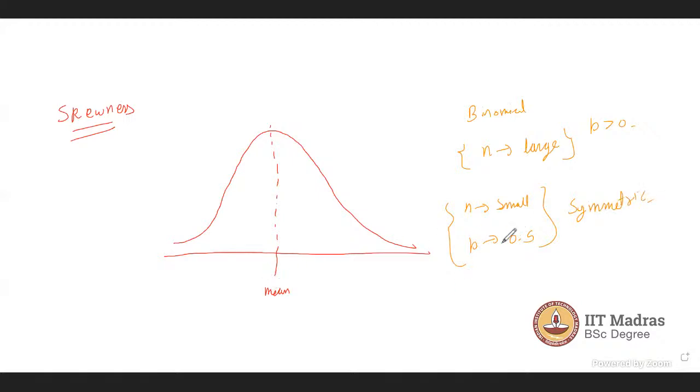If n is small but p is less than 0.5, it becomes right skewed. And if p is greater than 0.5 and n is small, these all are for n is small, right? It becomes left skewed. Are you all aware of the skewness and this right skewed, left skewed thing? How the graph looks and everything? Yes, sir. Okay, great. I think we can move to the next.